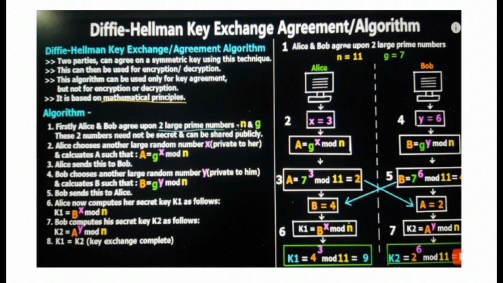In the sixth step, Alice computes her secret key K1 as follows: K1 is equal to B raised to X mod n, where the value of B in Alice's case is equal to 4. Similarly, Bob computes his secret key K2 as follows: K2 is equal to A raised to Y mod n, where the value of A is equal to 2. So K1 is equal to K2, and the key exchange is completed.